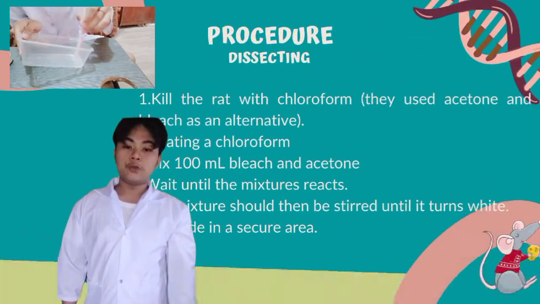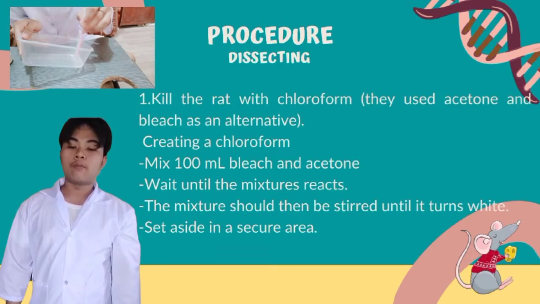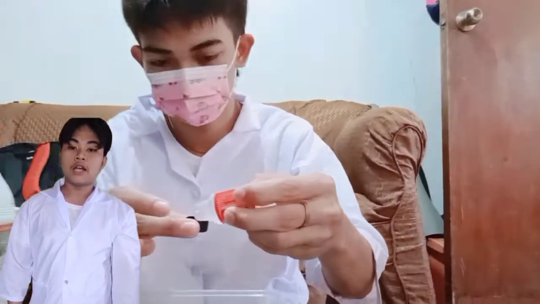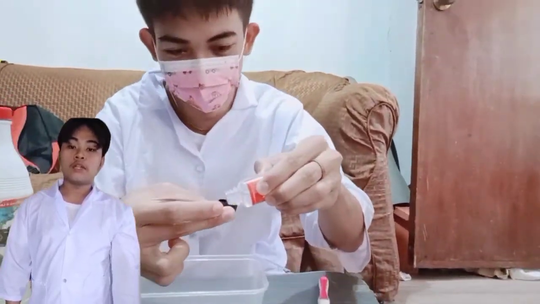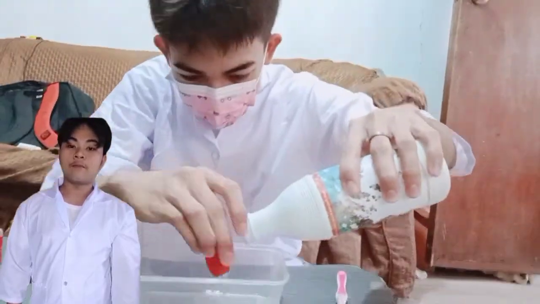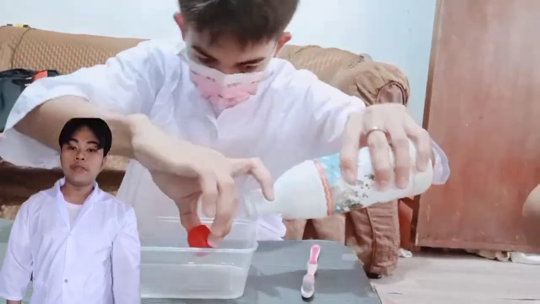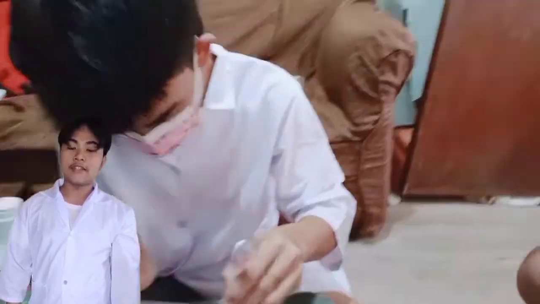These are the procedures for this activity. Number 1. Kill the rat with chloroform. They use acetone and bleach as an alternative, creating a chloroform. Mix 100 ml bleach and acetone. Wait until the mixture reacts. The mixture should then be stirred until it turns white. Set aside in a secure area.